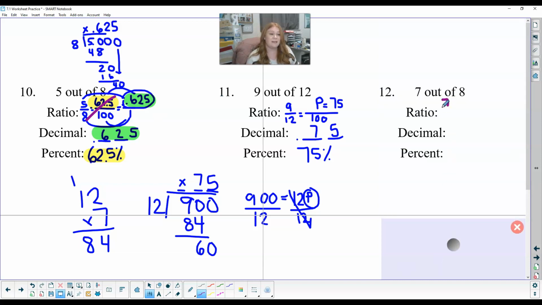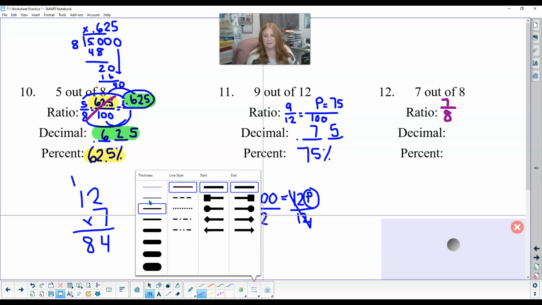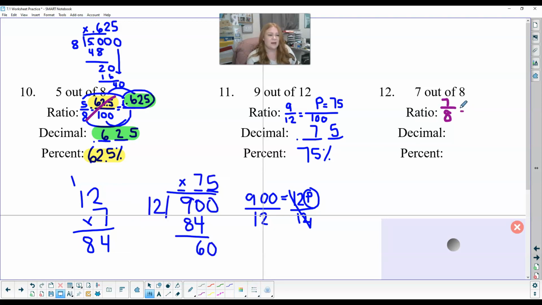Let's actually try that on this last one. So we have 7 out of 8. Oh, I'm writing with a very fat marker all of a sudden. So 7 out of 8, and I want that to equal 100. And I don't know that. So we know 8 does not nicely go into 100. So how do I get from 8 to 1? I divide by 8, so I'm going to do the same thing here, 7 divided by 8.